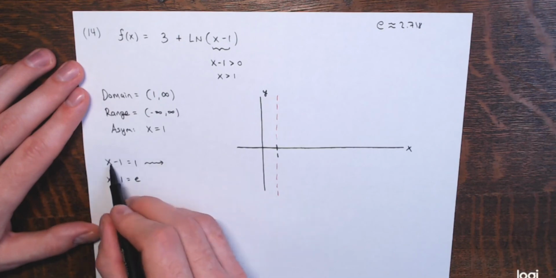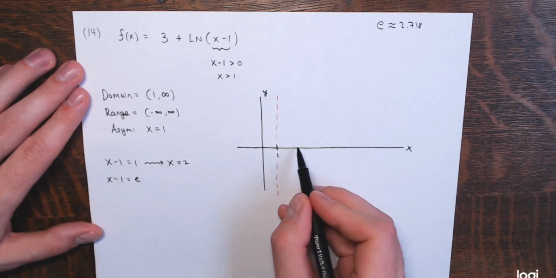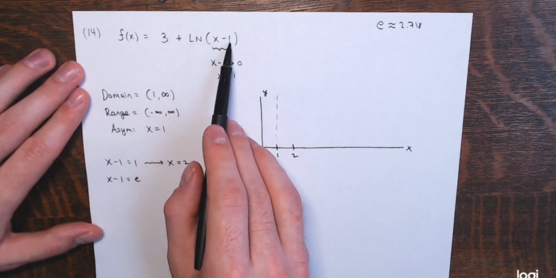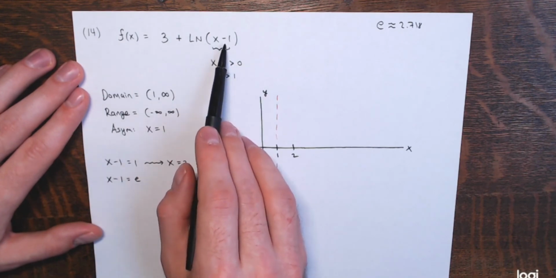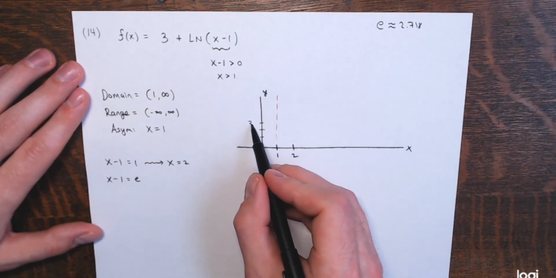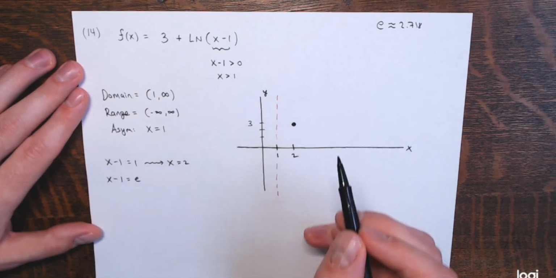So one of them is when x equals 2. Right, now when x equals 2, 2 minus 1 is 1. The log of 1 is 0. Plus 3 is 3. Right, the output would be 3. So (2, 3) would be on this graph.